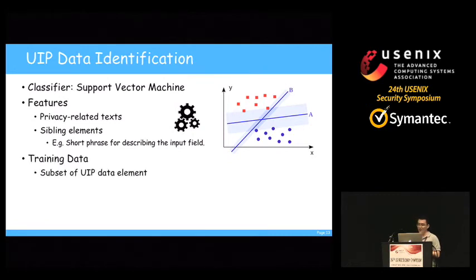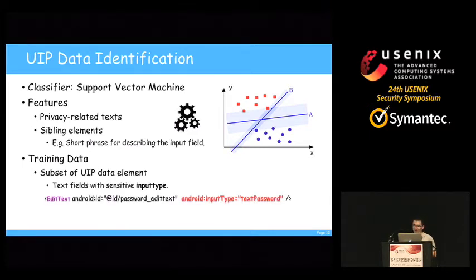The training data is generated from a subset of element samples with privacy-related features. Part of them are from elements with explicit sensitive input type labels, like text password. And part of them are manually labeled for the financial inputs.